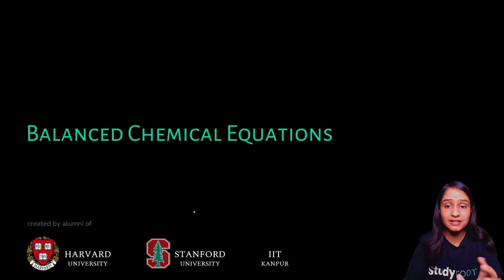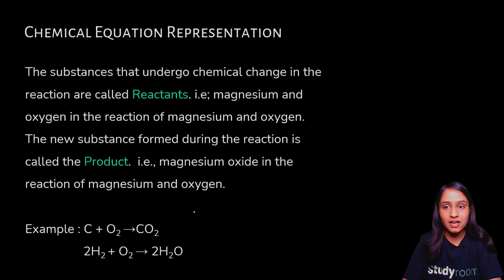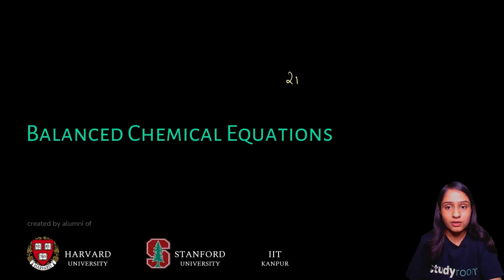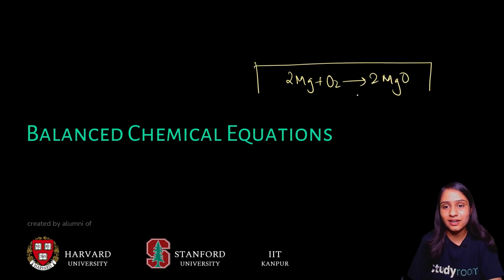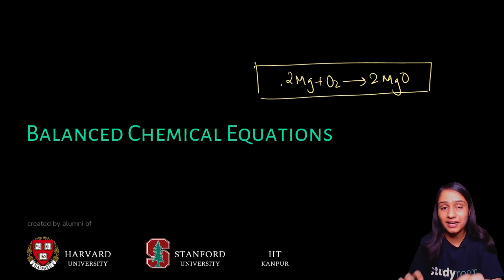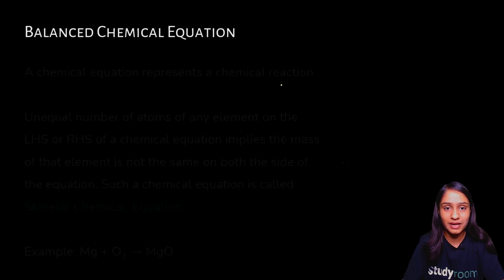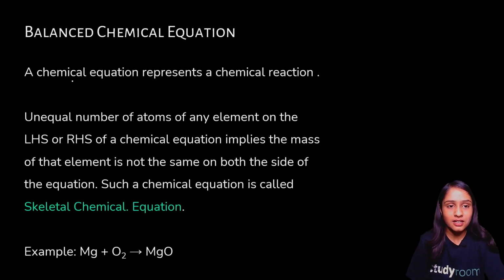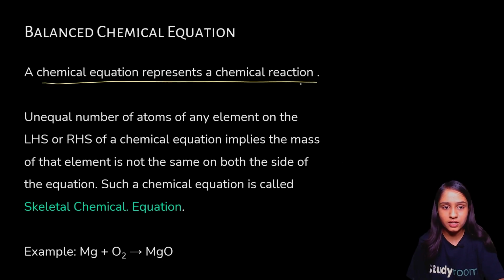Okay. Balanced chemical equation. What I did here, like in previous slides, I did 2 Mg plus O2 gives 2 MgO. So you will notice that this is a balanced equation. You will understand it in the next slides. Okay. Balanced chemical equation. A chemical equation represents a chemical reaction. This is what we have learned so far.